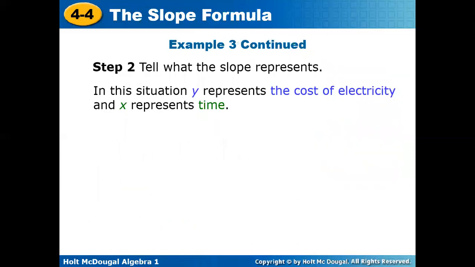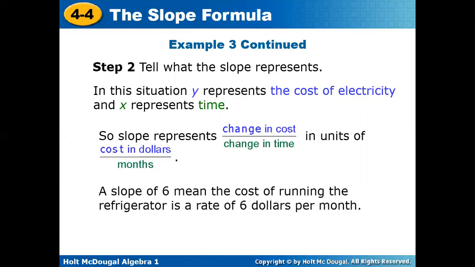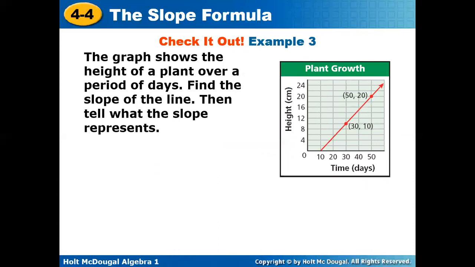It means, to tell what the slope represents, we know that in this situation y represents the cost, the vertical line, and x represents the time. So the slope represents the change in the cost, which is the vertical change, over the change in the time, which is horizontal. It means a slope of 6 means the cost of running the refrigerator is a rate of $6 per month. $6 per month. Okay? And check it out, we solved it before.